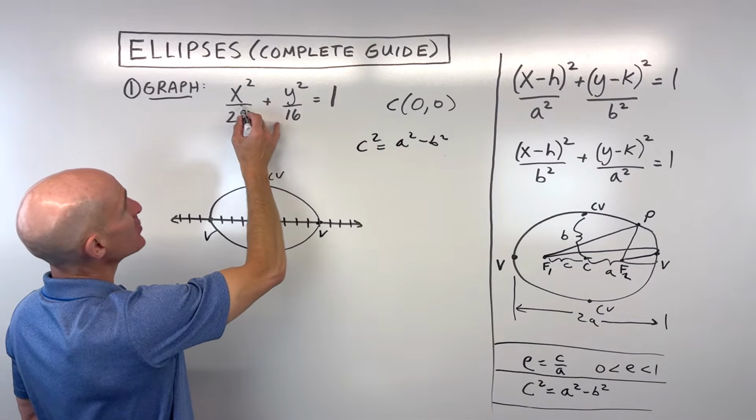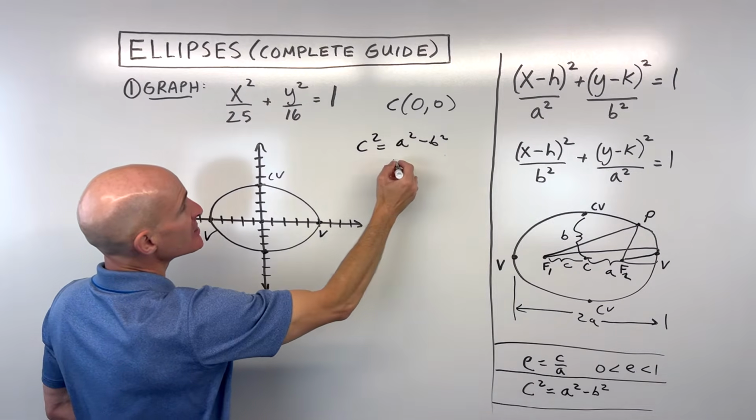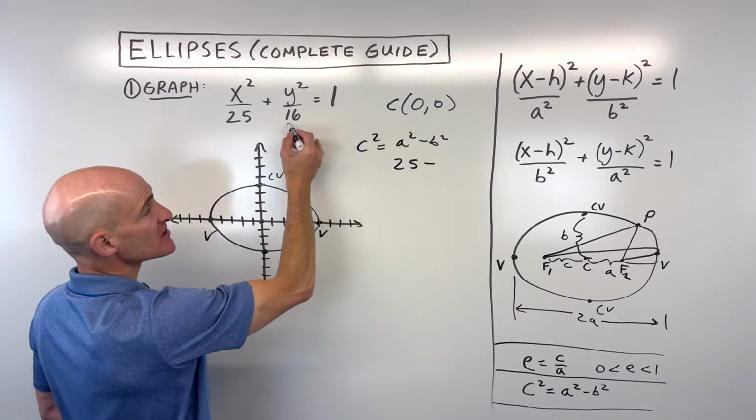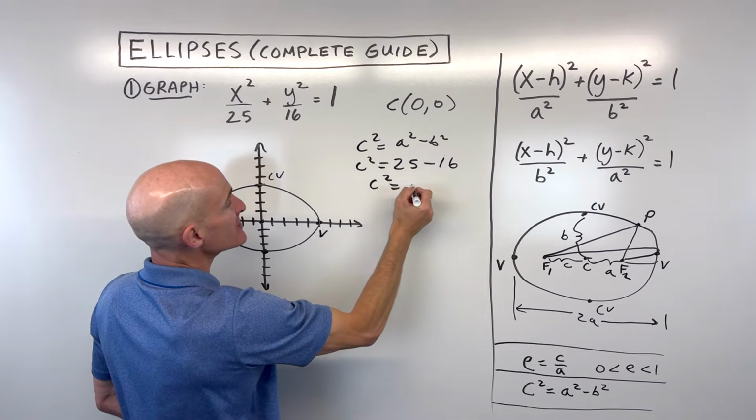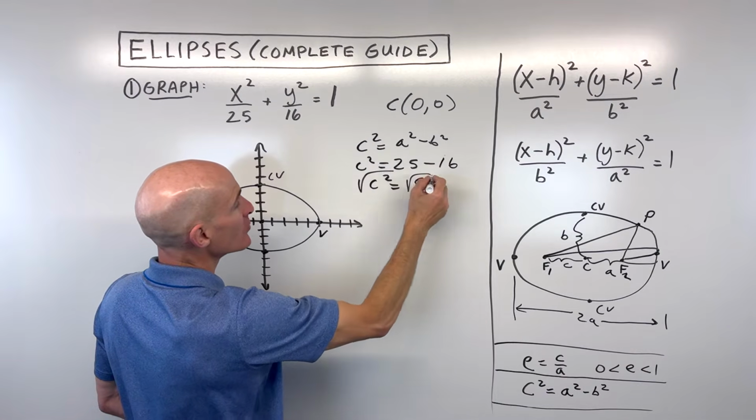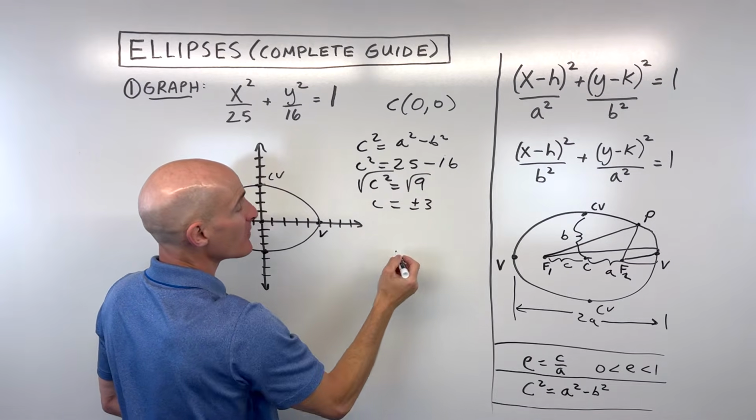We know that a squared is the larger denominator. That's going to be 25, minus b squared is the smaller denominator, 16. And that comes out to c squared equals 9. Take the square root of both sides, and we get c equals plus or minus 3.